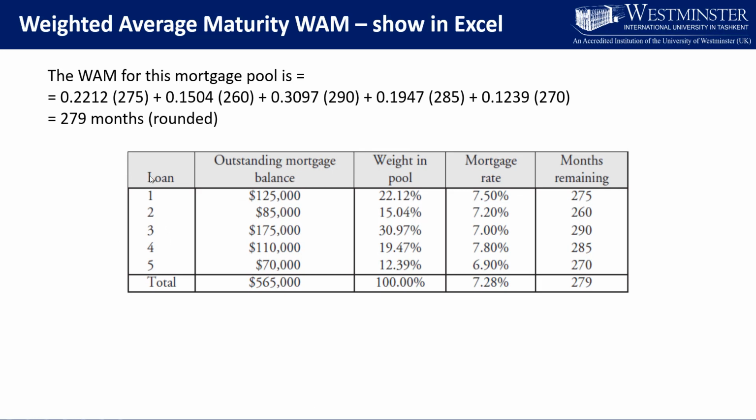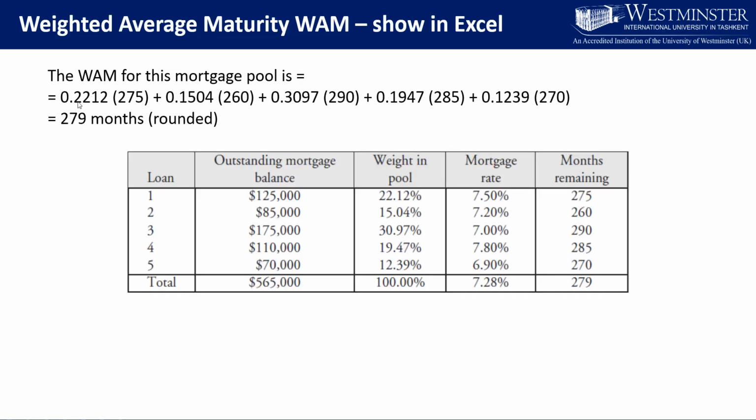A similar methodology applies to calculating weighted average maturity. For the same group of loans, we weight them using these weights, but we multiply not by the mortgage rate, of course, but by months remaining. So here 0.22 or 22% times 275, plus the weight of the second loan multiplied by the months remaining, which is 260, and so on. In the end, it rounds up to 279 months. So that's the weighted average maturity of this loan group.